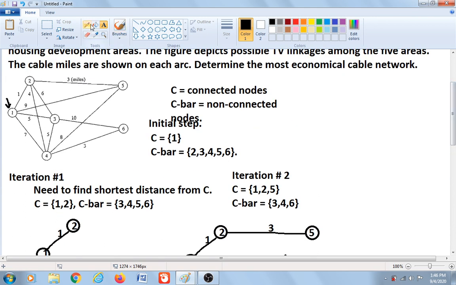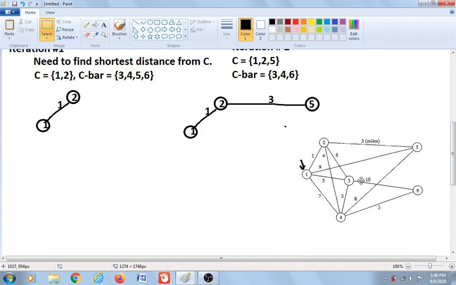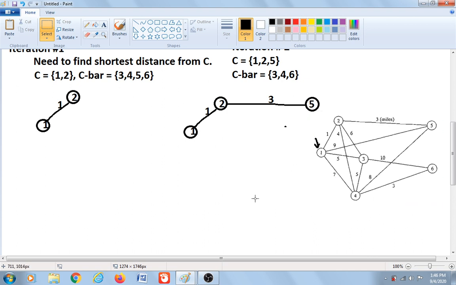I think I will need this picture. I'm just going to copy it over here so I can see it clearly. Now I will start iteration number 3.